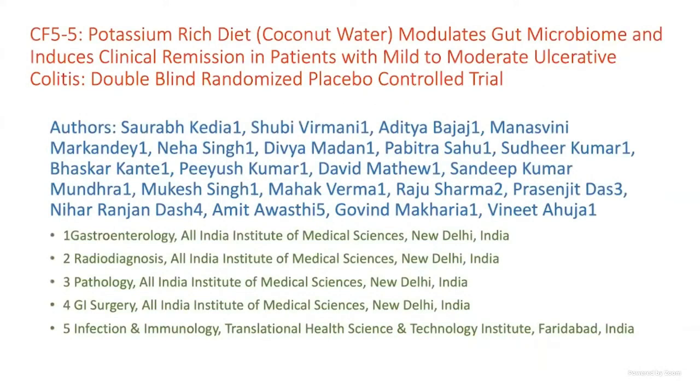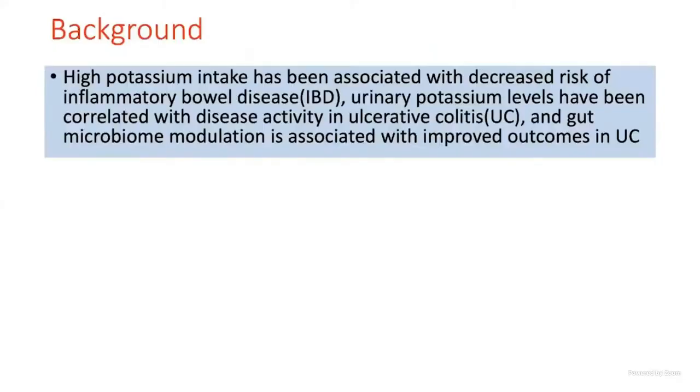The sixth abstract was from India, which was a randomized controlled trial titled Potassium-Rich Diet, Coconut Water, Modulates the Gut Microbiome, and Induces Clinical Remission in Patients with Mild to Moderate Ulcerative Colitis. So, high potassium intake has been associated with a decreased risk of IBD. Urinary potassium levels have been correlated with the disease activity in ulcerative colitis, and gut microbiome modulation is associated with improved outcomes in ulcerative colitis.